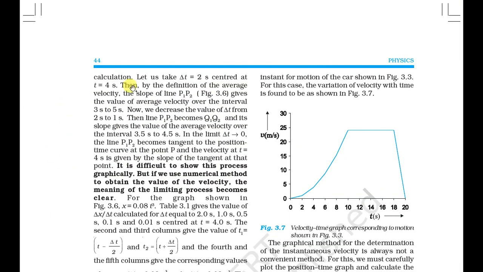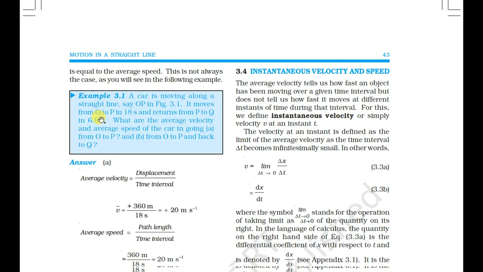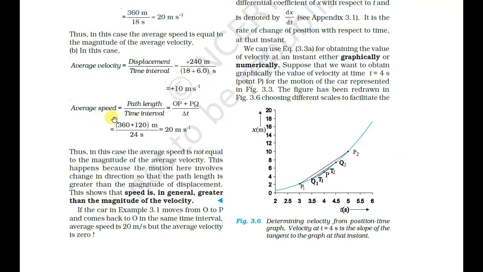See here, the slope of line P1 to P2 gives the value of the average velocity over the interval of 3 seconds to 5 seconds. Between 3 seconds and 5 seconds, how much average velocity is there? Now we decrease delta t from 2 seconds to 1 second. See here, 2 seconds to 1 second. It means Q1 to Q2, so 3.5 to 4.5. We are discussing the interval 3.5 to 4.5, so it is a 1 second difference.